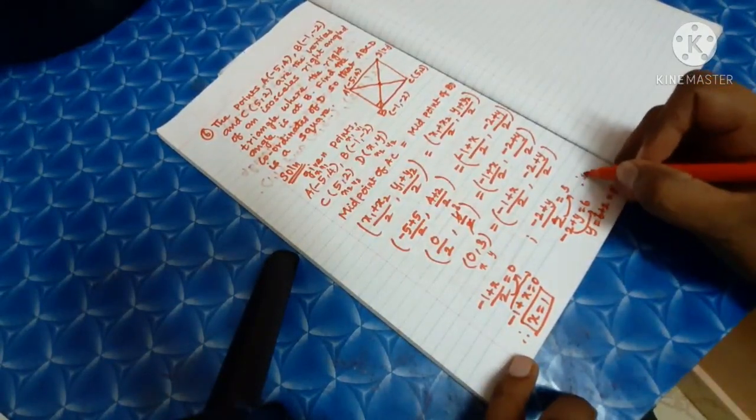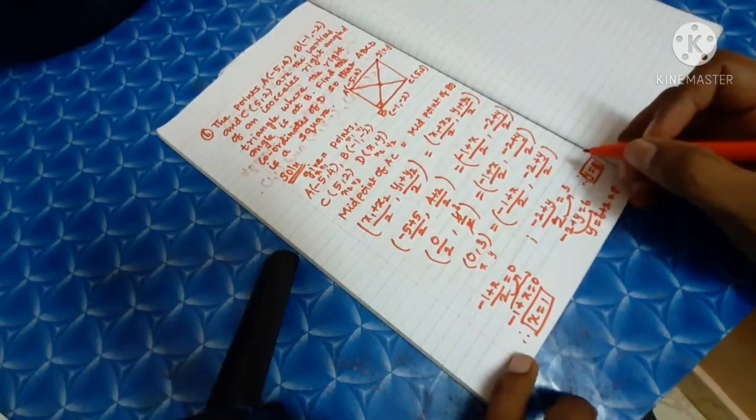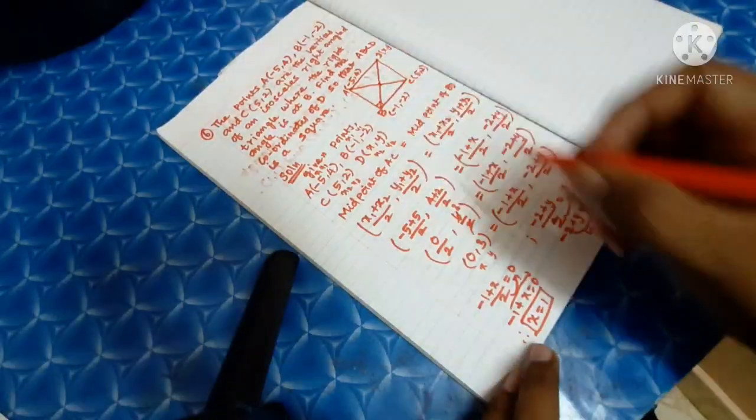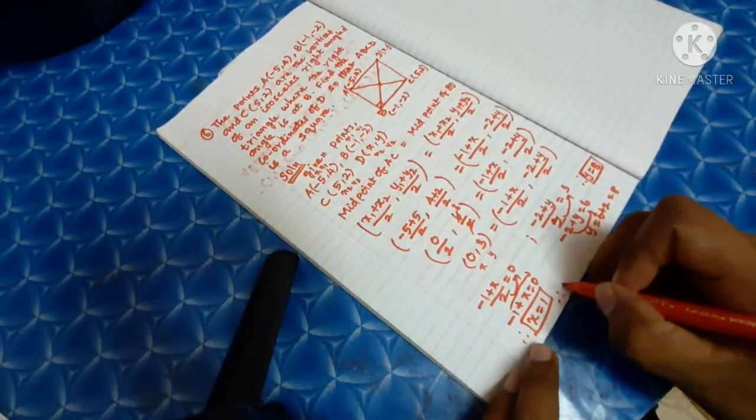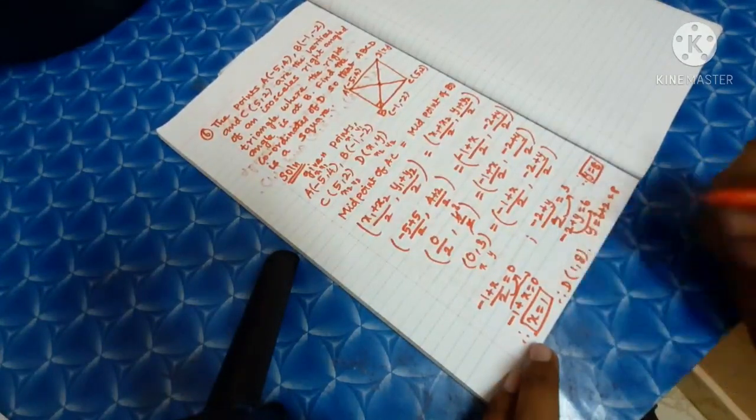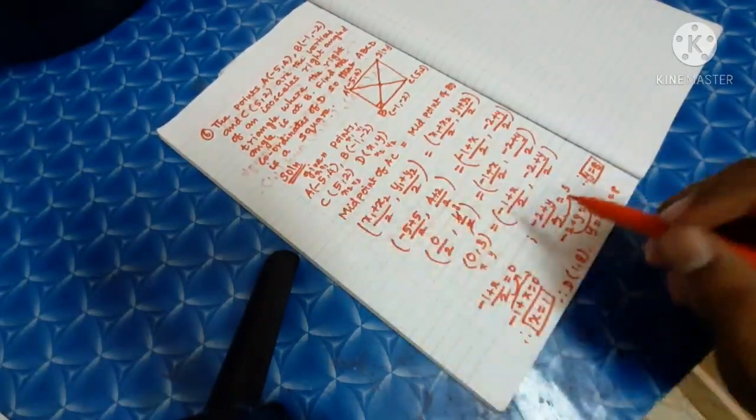So therefore y is equal to 8, and hence we can write the coordinates of D. Therefore D is 1, 8. This is also a 5 mark question.